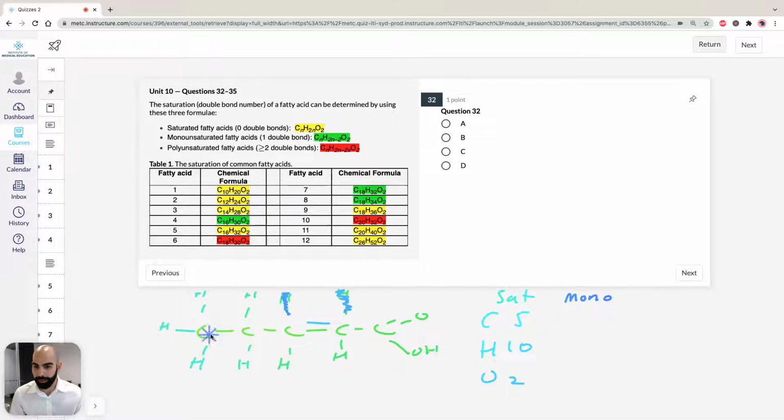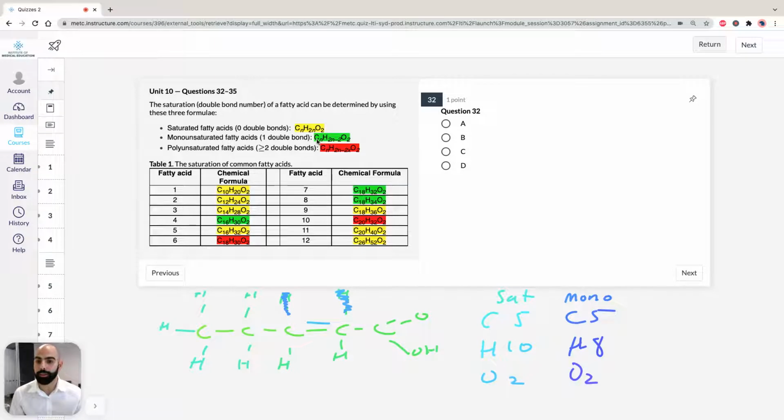So the carbon count is the same: C is still 5. Your hydrogen count has gone down by 2. So we've got 1, 2, 3, 4, 5, 6, 7, 8. We have 8 hydrogens and still 2 oxygens.